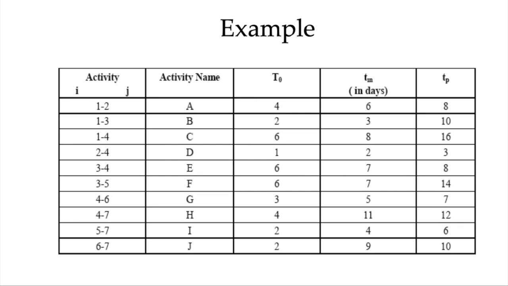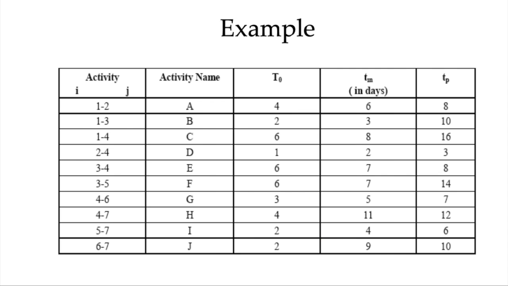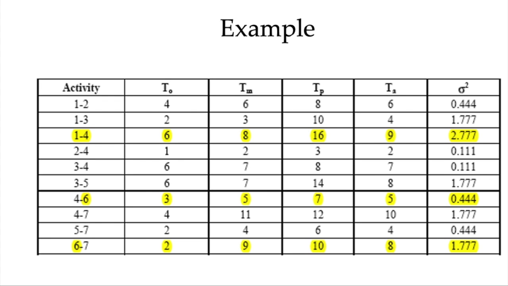So let us see it with an example. Say an example has been given to us. In this case, activity 1-2, denoted by A, has optimistic time 4, most likely time Tm of 6, and pessimistic time of 8. These can be represented as TO, Tm and TP. Similarly for activity 1-3, we have 2, 3, 10 and so on. So let us first find the time for this activity, and then the variance.